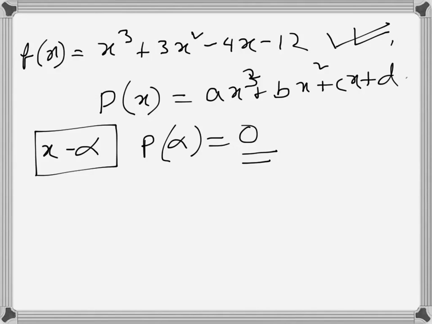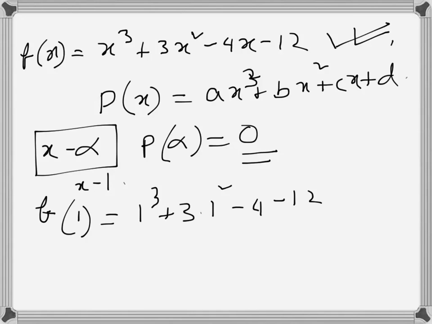So what we will do, we will use trial and error method. So let's do first f(1). Let's see if x minus 1 is a factor. So f(1) will be 1 cube plus 3 times 1 square minus 4 minus 12. So we can see this is not going to be 0. Then we can try x plus 1.